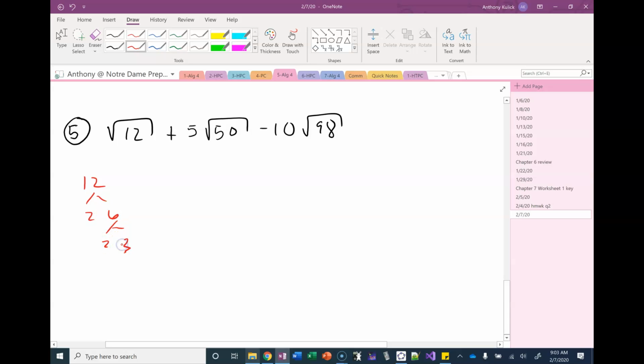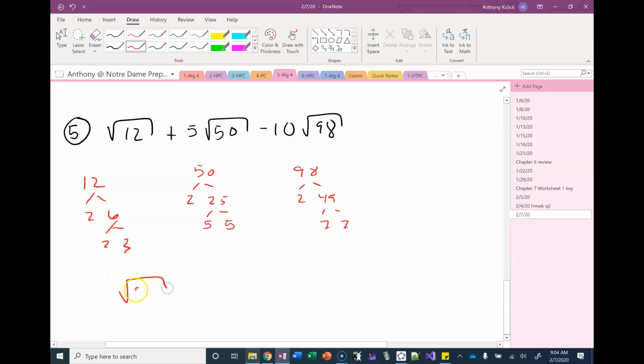12 breaks down to 2 squared times 3. 50 breaks down to 2 times 5 squared. And 98 breaks down into 2 times 7 squared. We're okay there, Henry? Okay.